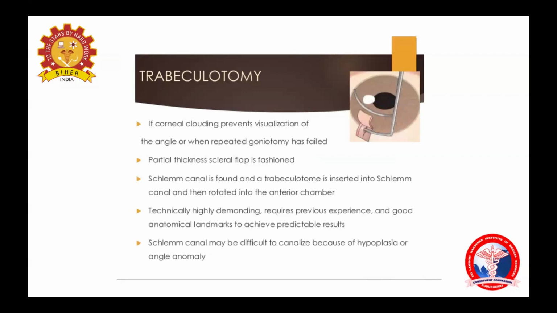In a trabeculotomy, why is this done? It is done if corneal clouding prevents visualization of the angle or when repeated goniotomies have failed. A partial thickness scleral flap is fashioned, and the Schlemm's canal is found, and a trabeculotome is inserted into the Schlemm's canal and then rotated into the anterior chamber. So you push it in and then break it from outside to inside.